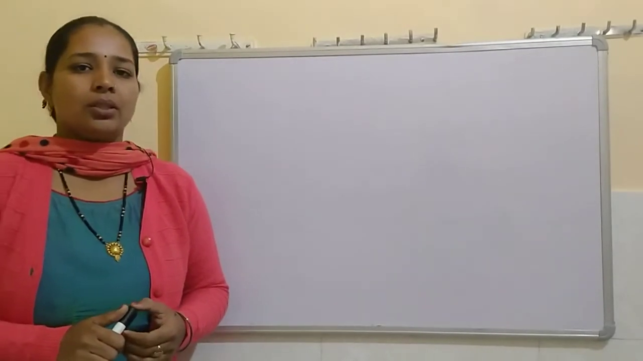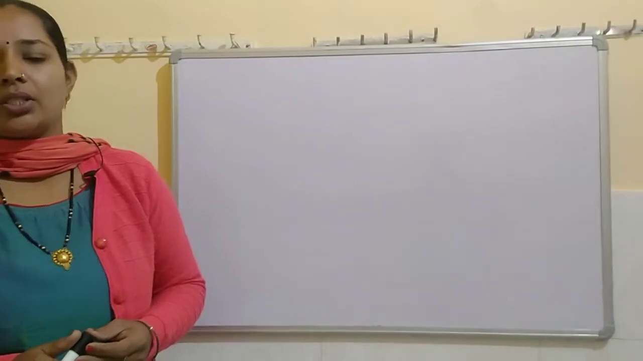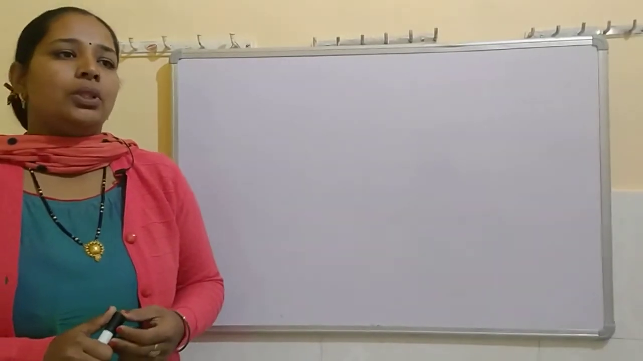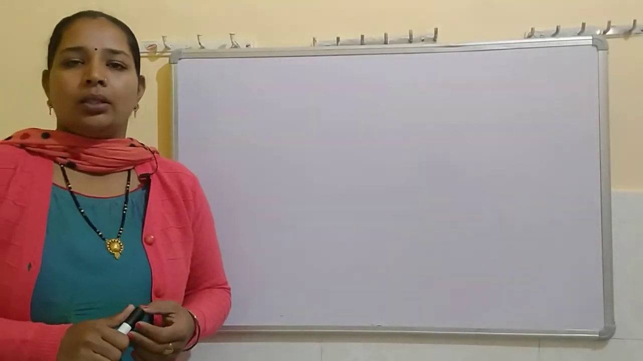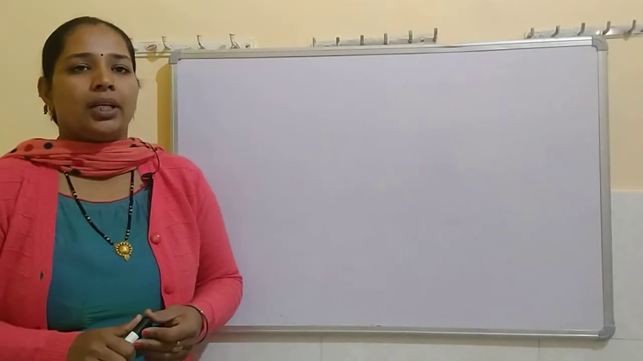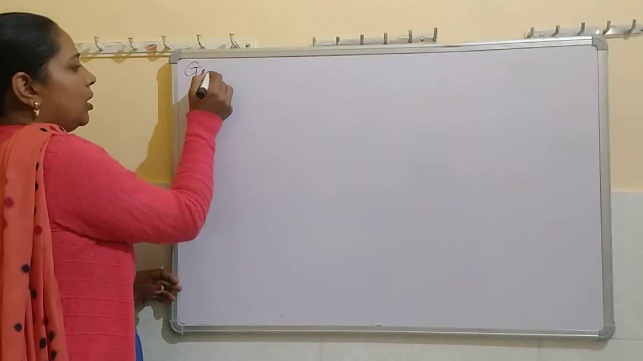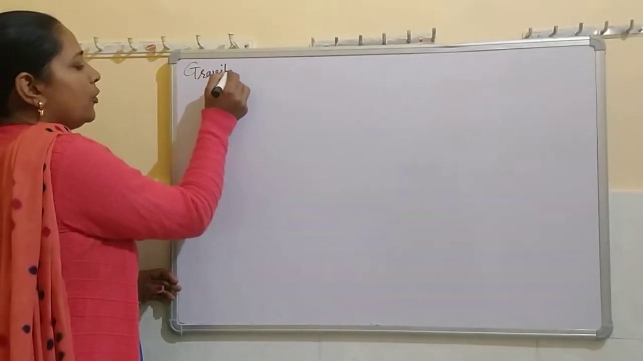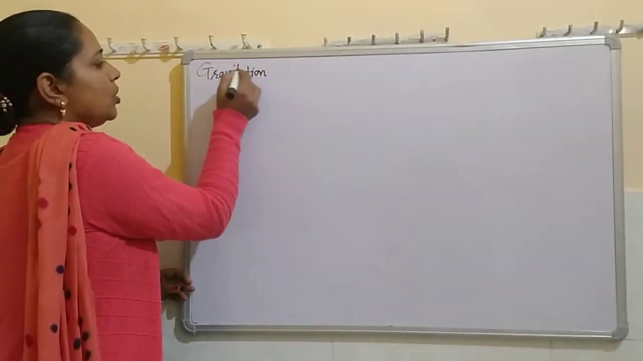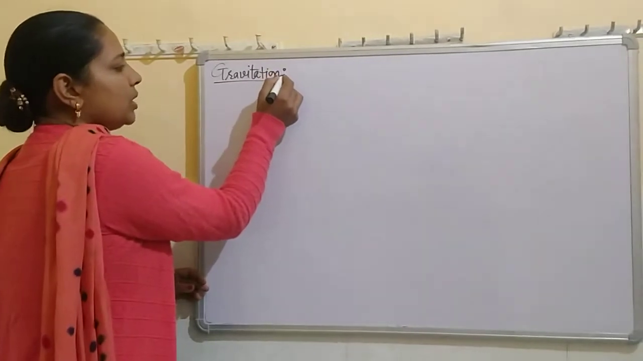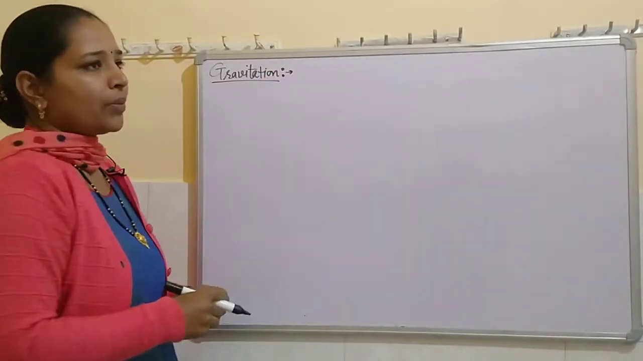In some sections it is completed, but in some sections it is not. So we will start from the starting of the chapter, Gravitation. What is gravitation? Gravitation is a phenomenon in which two massive bodies attract each other.